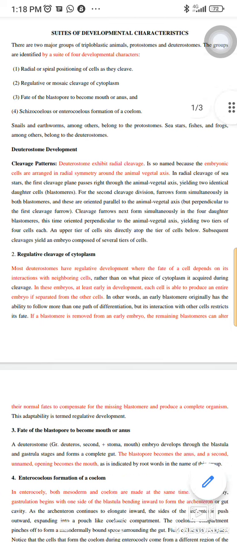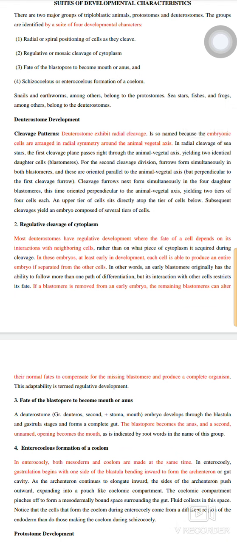Okay, so let's look at the deuterostome development. For the deuterostome development, we talk about the cleavage pattern, and I said that deuterostome is by radial cleavage, and this is because the embryonic cells are arranged in radial symmetry around the animal vegetal axis.